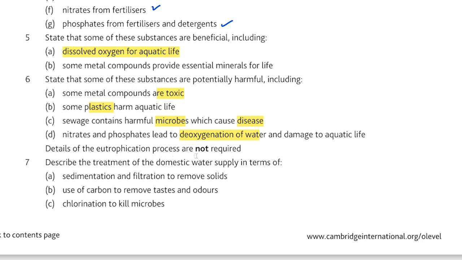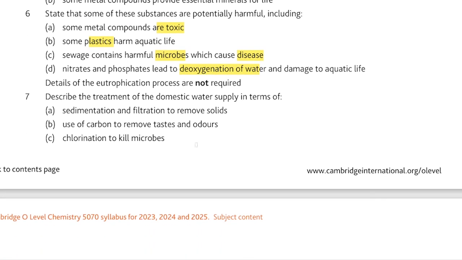Details of the eutrophication process are not required. Not more detail is there, but you must know what eutrophication is. Describe the treatment of the domestic water supply. So these points which I am going to discuss with you can come in your exam, and you have to write all of the steps over there.